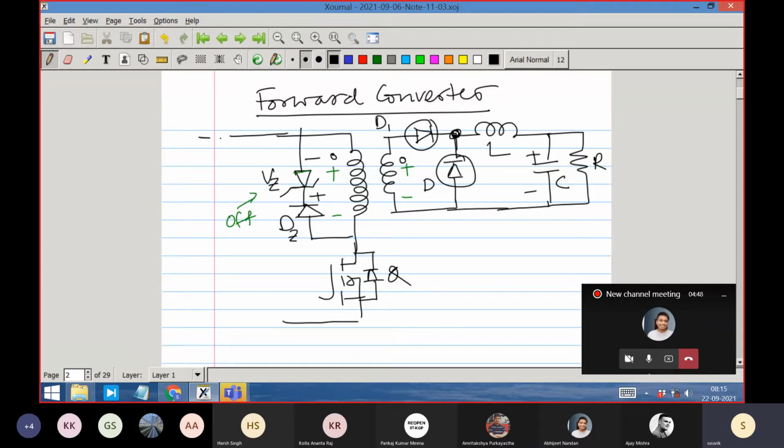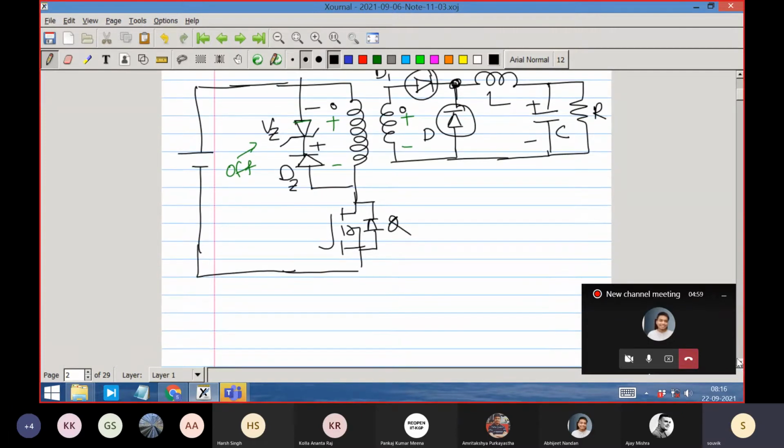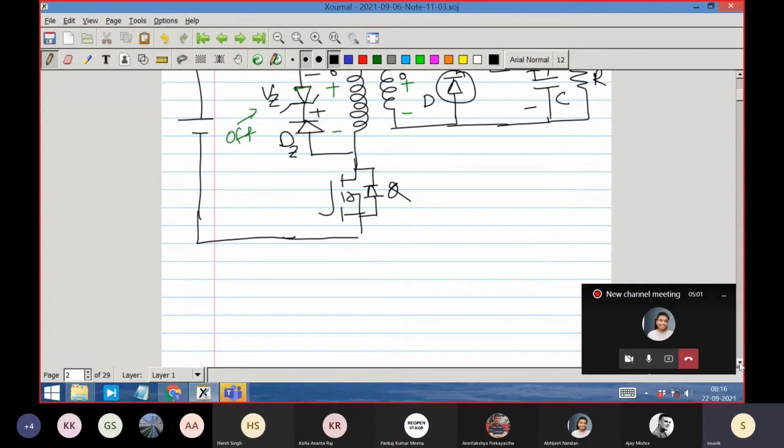I will also draw, since you are learning it for the first time, the equivalent circuit to clear your mind of any potential confusion. So the on state, when the switch Q is on, we write it like this, Q on. That situation, the equivalent circuit will be, this is VG, this is the transformer, and the switch is on. So Q is on.